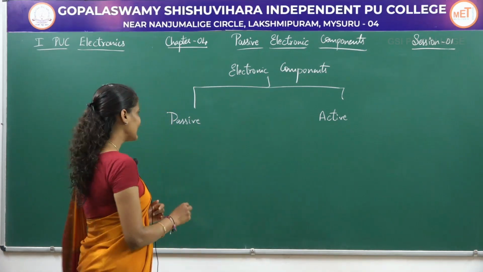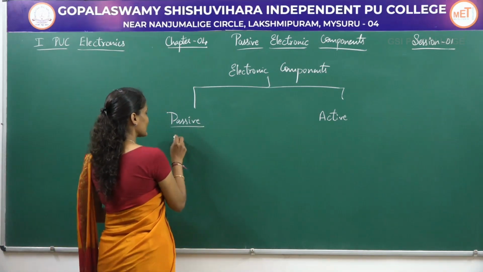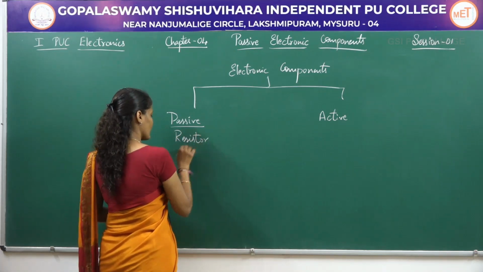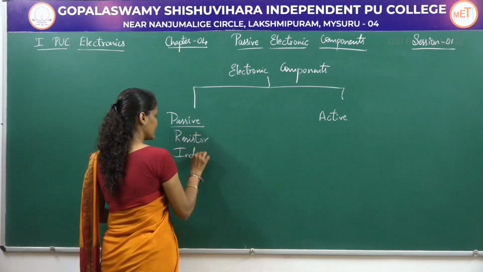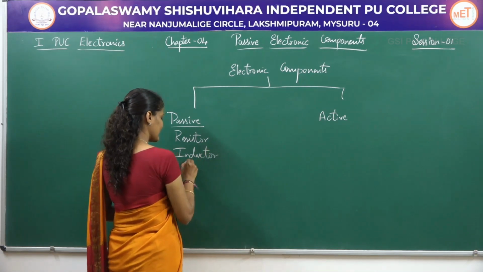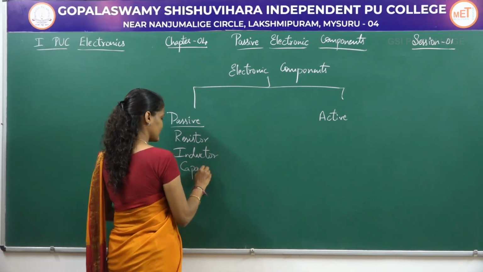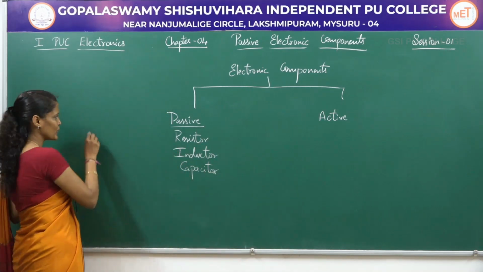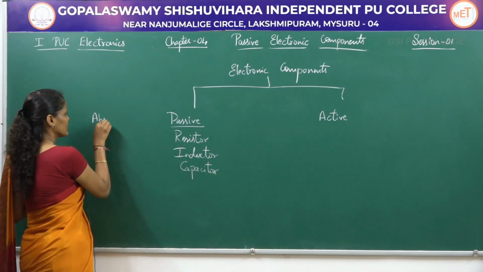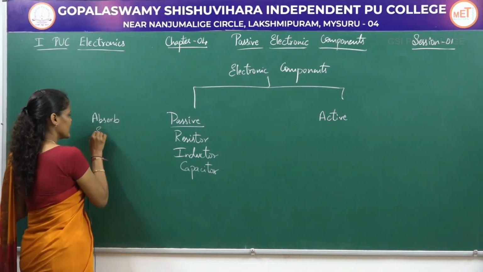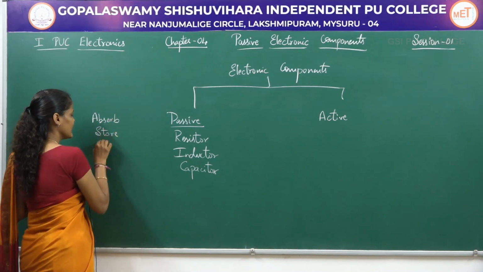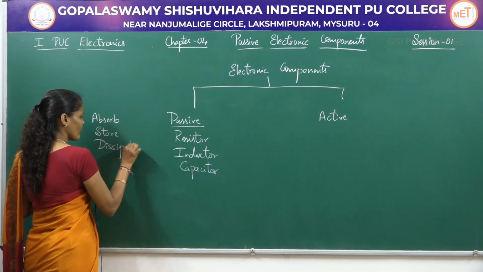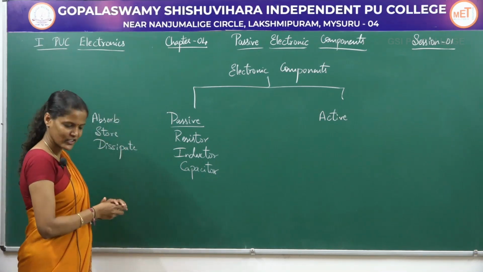So there are three types of passive electronic components. One is the resistor, second one is the inductor, and the last is a capacitor. So what do these passive electronic components do? They absorb energy, they store energy, and they dissipate energy. So what is this absorb energy and dissipate energy?